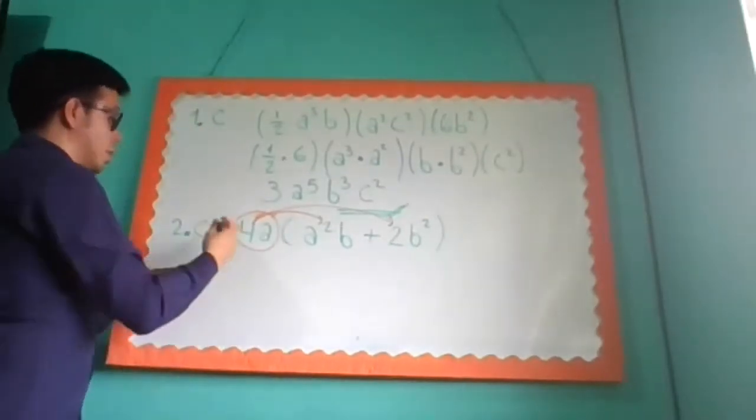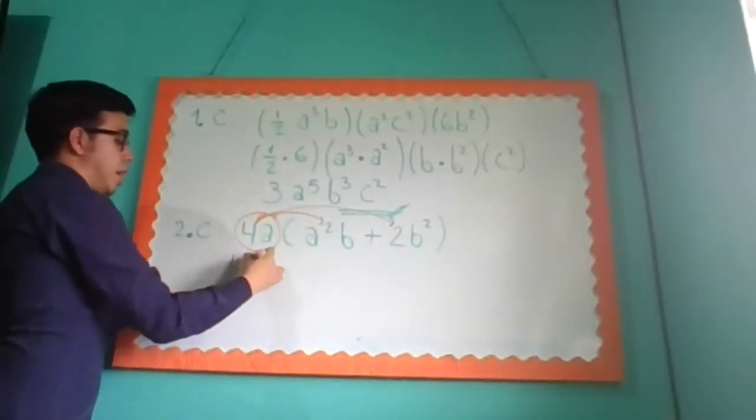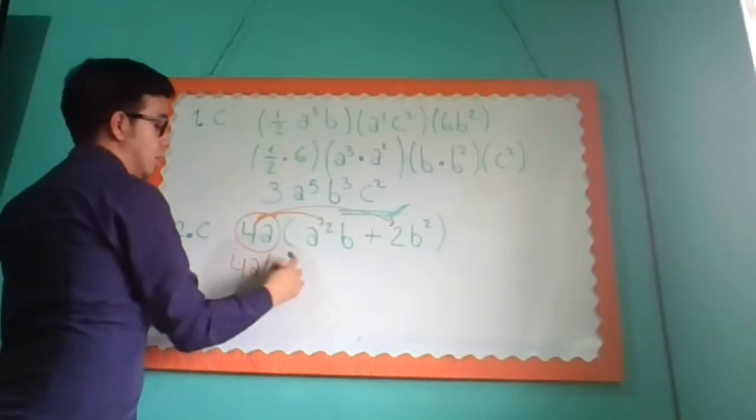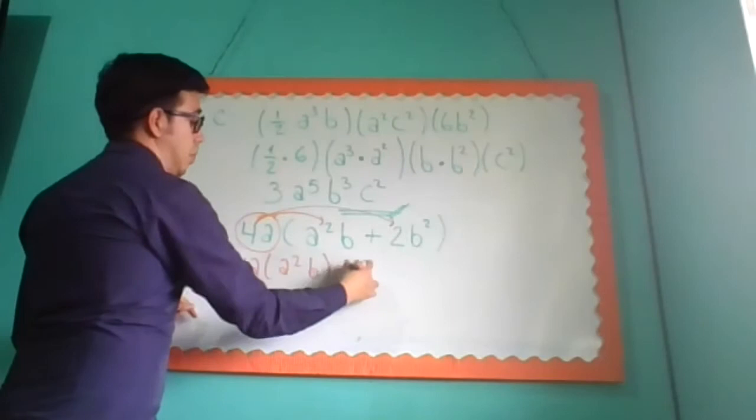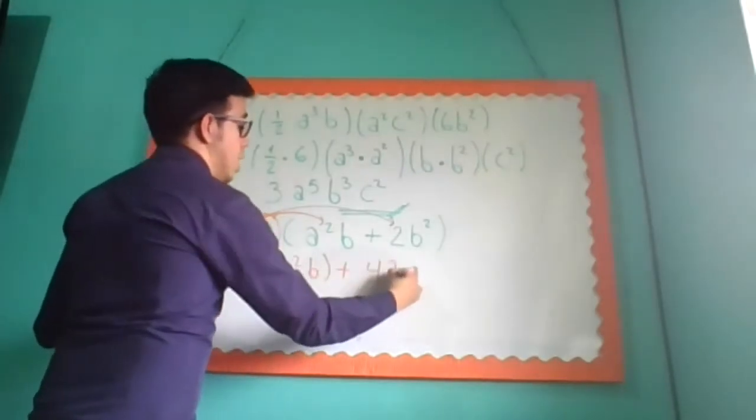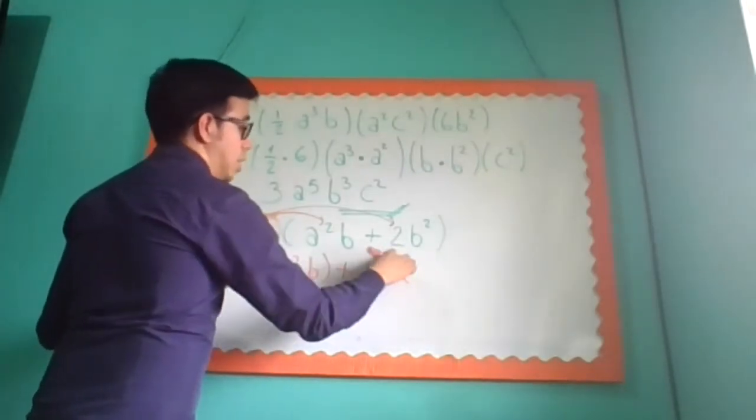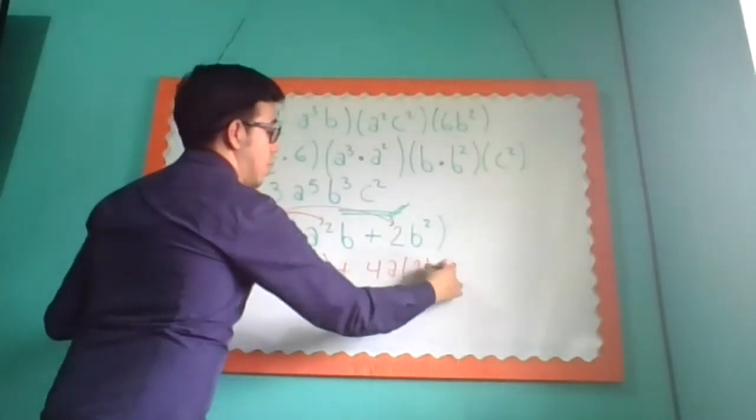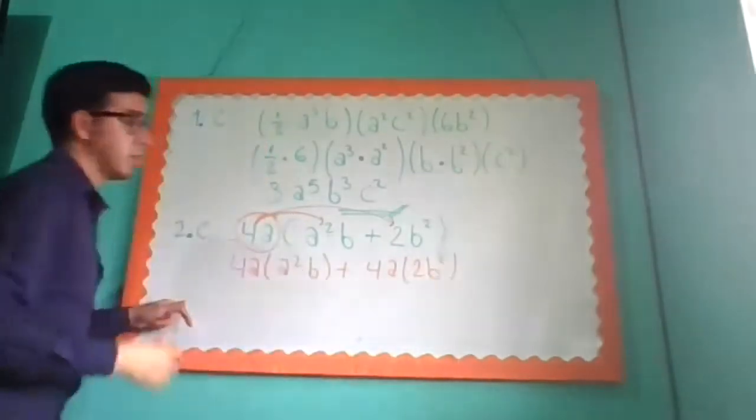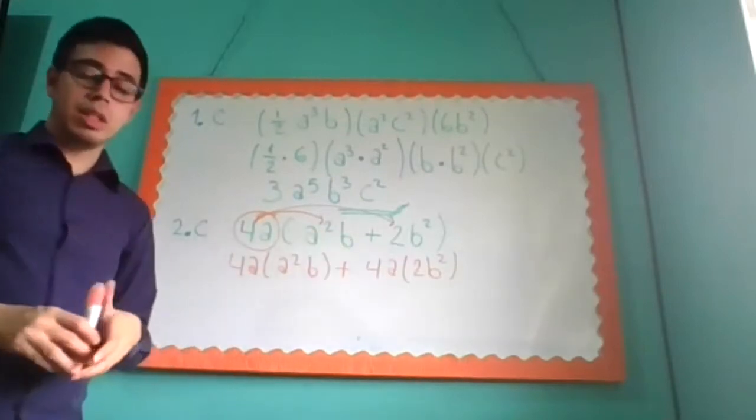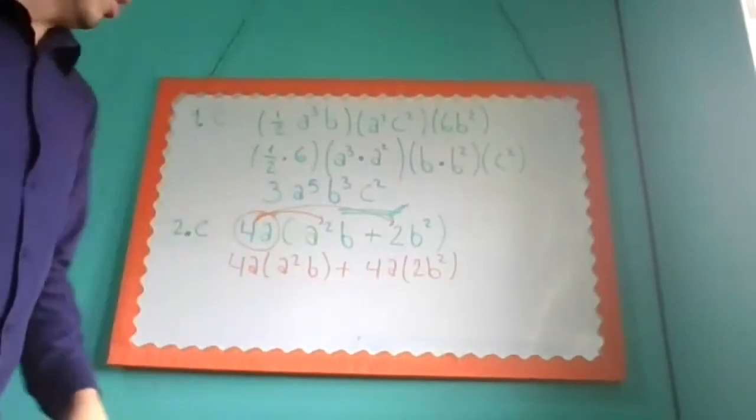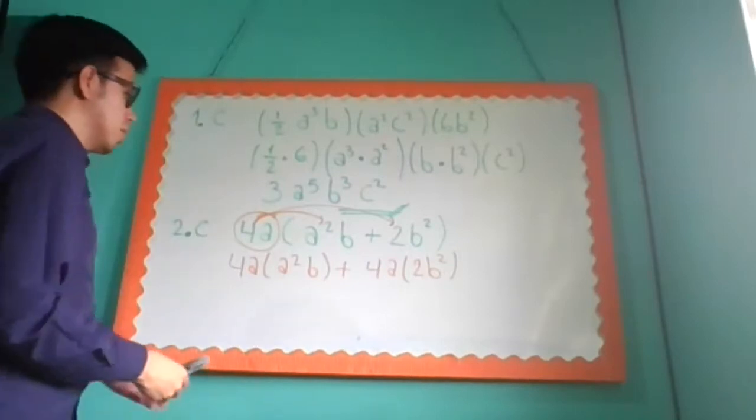So what we have is this: 4a multiplying a to the power of 2b, plus 4a multiplying 2b to the power of 2. Okay, so I distribute the number by all the terms inside the parentheses, and now I can do the operations.